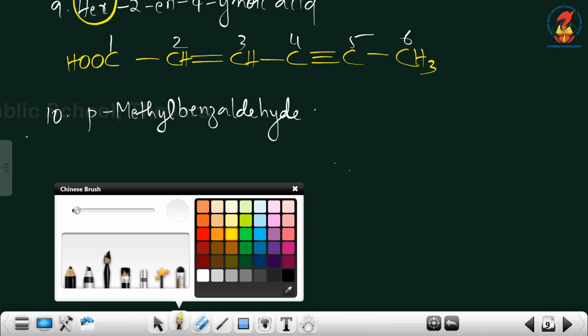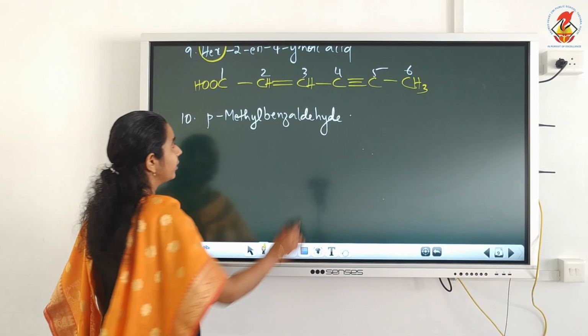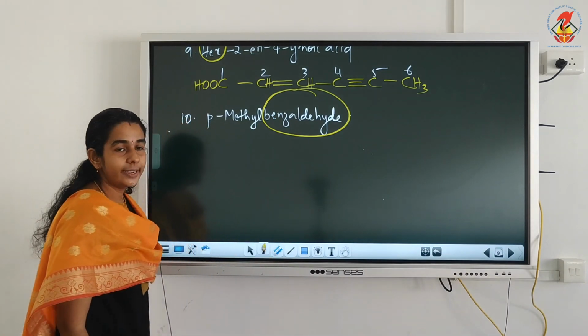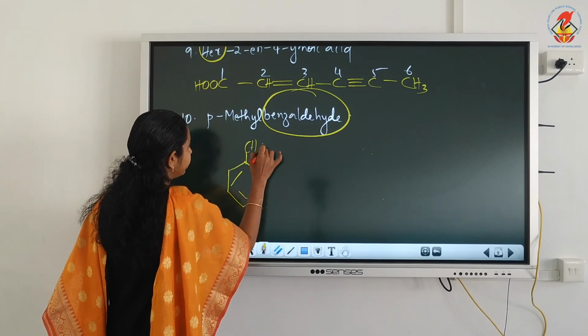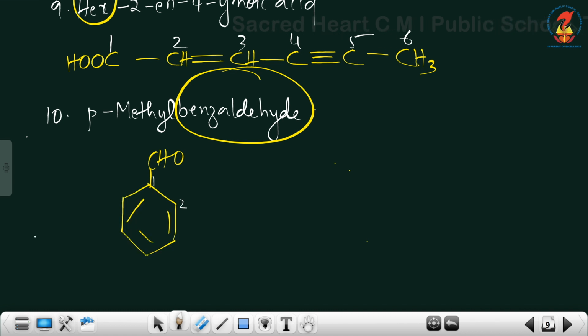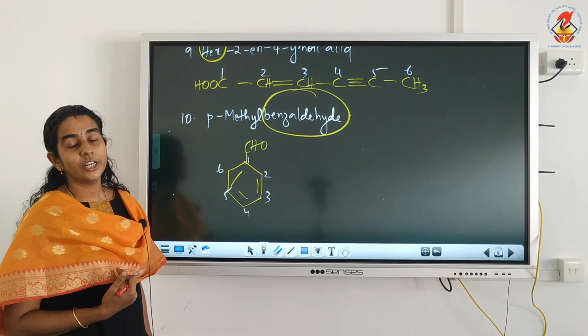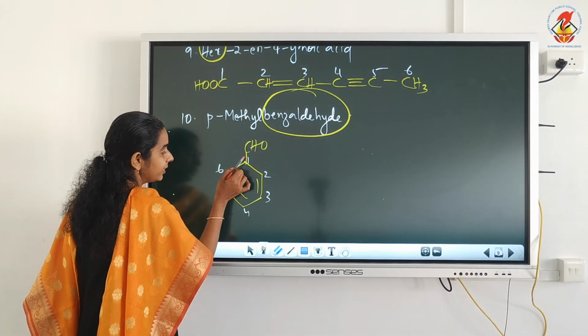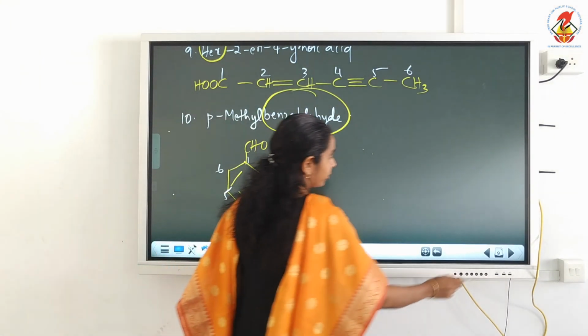Now the next question, p-methylbenzaldehyde. The small p with a hyphen means it is para-methylbenzaldehyde. So here the parent is benzaldehyde. So we have to draw benzaldehyde first. Benzaldehyde means a benzene ring containing CHO, which is the principal functional group. So from where should we start numbering? 1, 2, 3, 4, 5, 6. Para-methyl means at the para position there is a methyl group. Which is the para position of this? Yes, here. So this is the structure.